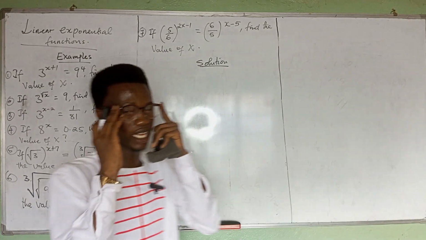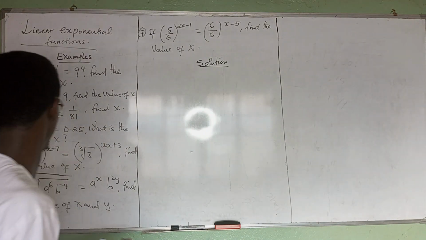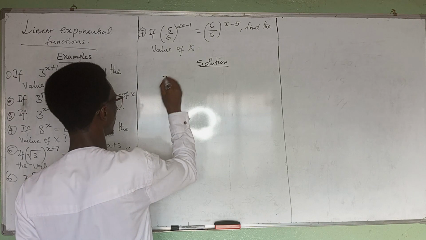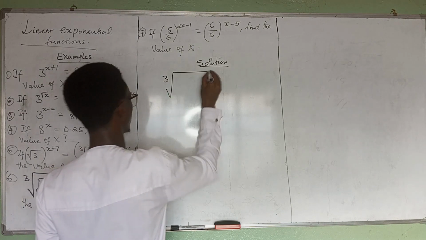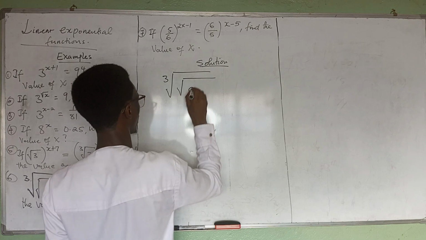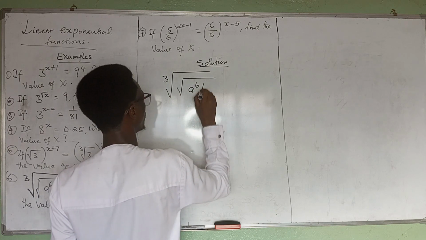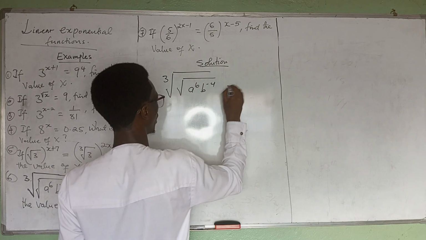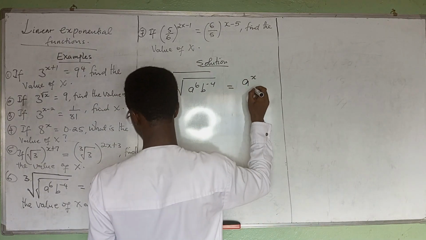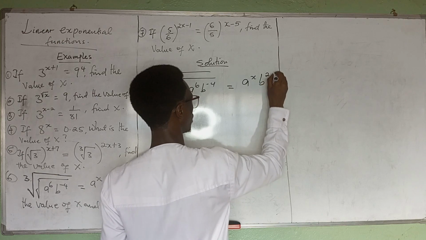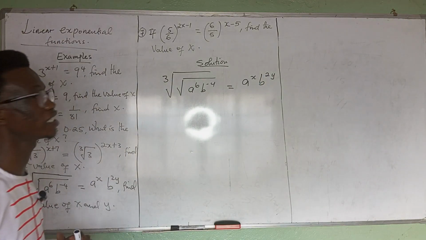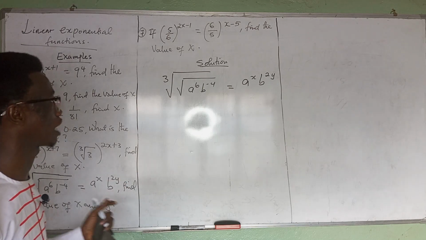Okay, so let's look at the next problem, next question, which says: the cube root of the square root of a to the power 6, b to the power minus 4, equals a to the power x, b to the power 2y. For this, again, the same method applies.